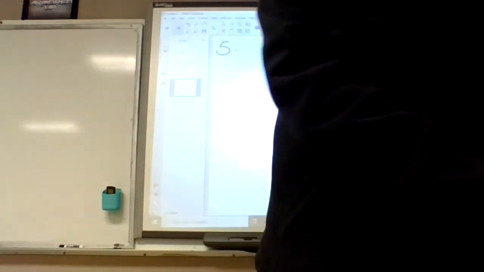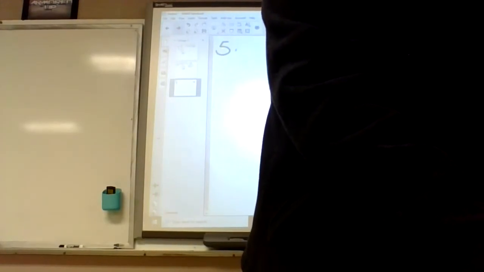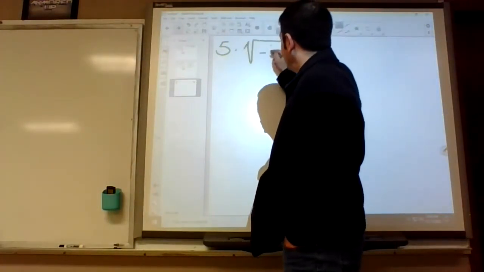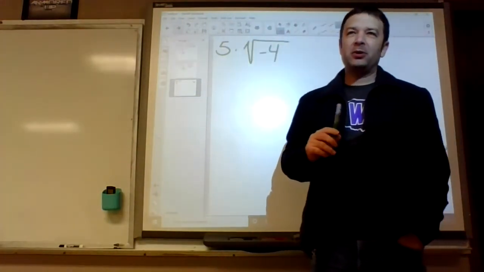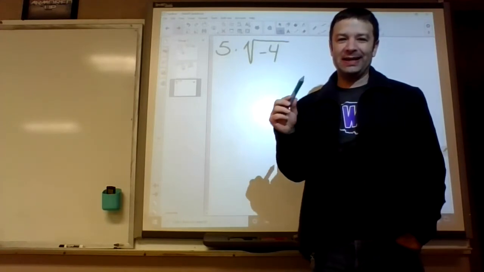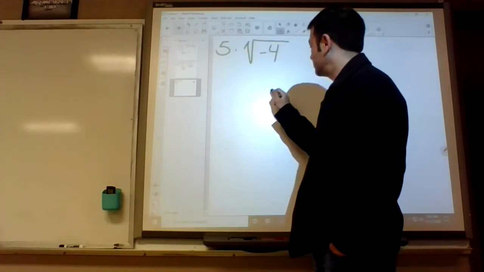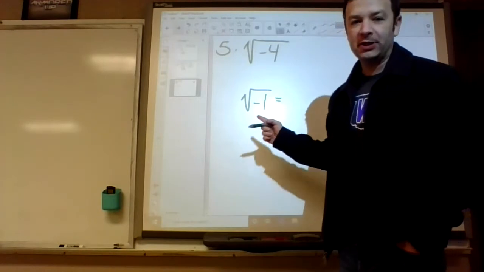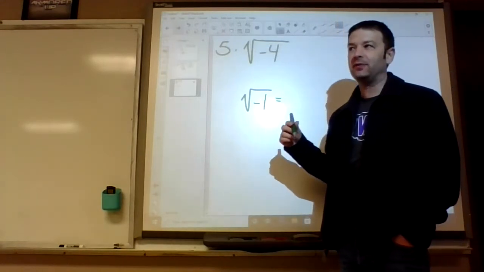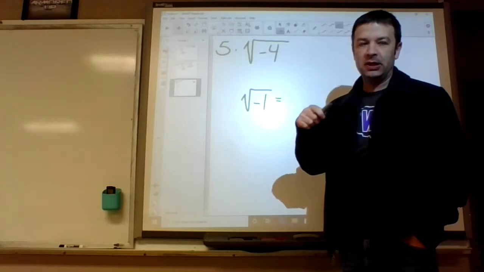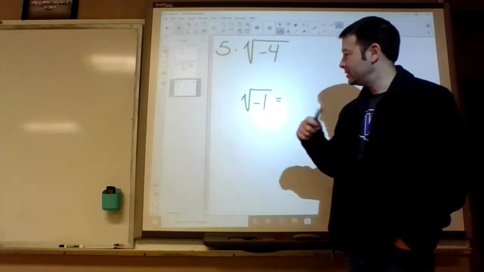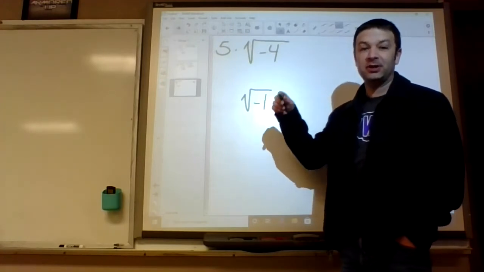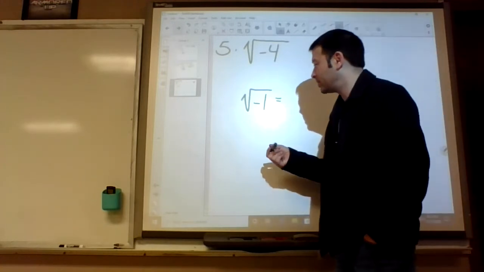Okay, number 5. Square root of negative 4. Okay, this is something new. When you have the square root of a negative, like for example, square root of negative 1, what times itself equals negative 1? That's what this means. Well, 1 times 1 is 1. Negative 1 times negative 1 is 1. So this doesn't really make much sense. Nothing times itself equals negative 1.